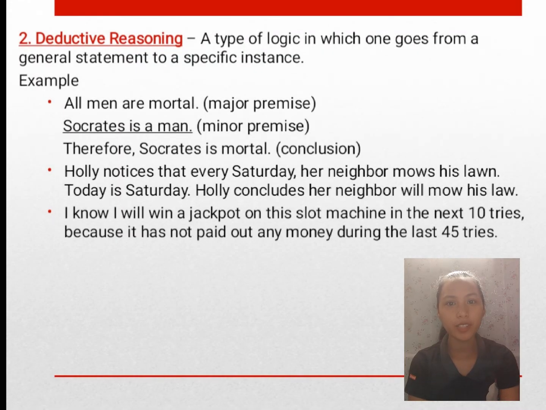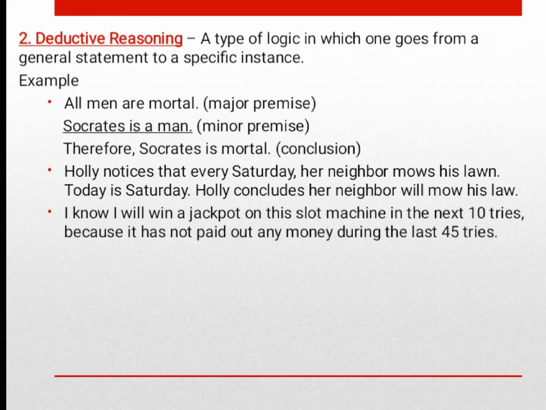Okay, let us now move on to the second type of reasoning, which is deductive reasoning. So what is deductive reasoning? Deductive reasoning is a type of logic in which one goes from a general statement to specific cases. Example: all men are mortal. Socrates is a man, therefore Socrates is mortal. Holly notices that every Saturday, her neighbor mows his lawn. Today is Saturday. Holly concludes that her neighbor will mow his lawn.